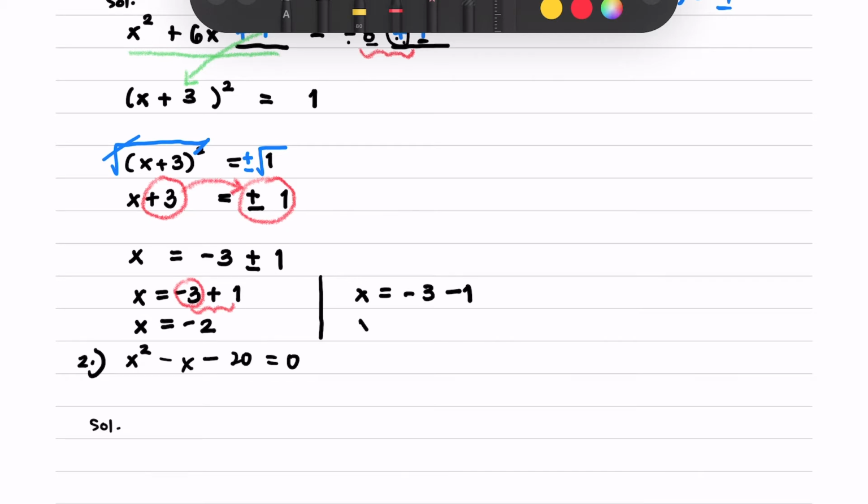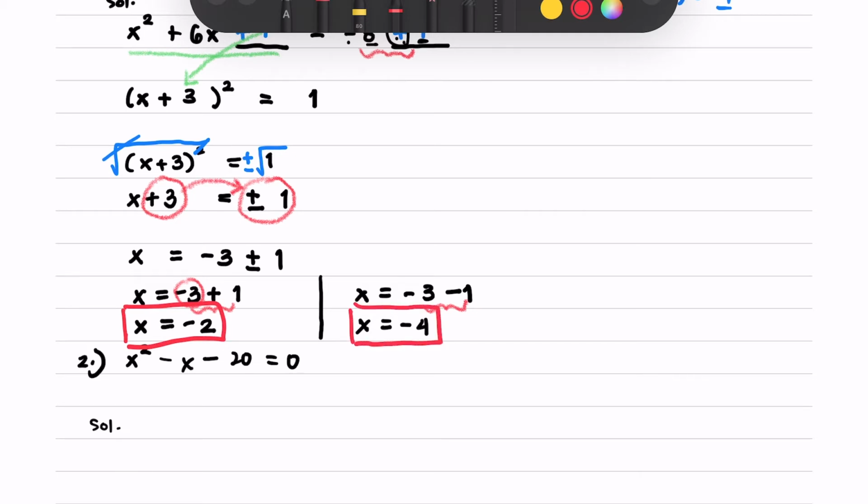Next, we have x is equal to this one, dahil like sign sila, parehas yung sign nila. So, i-add natin sila. So, we have 4. 3 plus 1 is equal to 4. And then, copy the sign, kasi similar naman sila. Parehas naman sila. Okay? And this is now the roots of our equation.